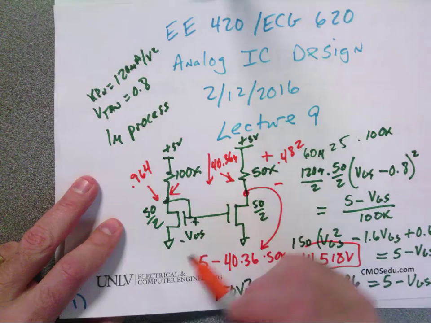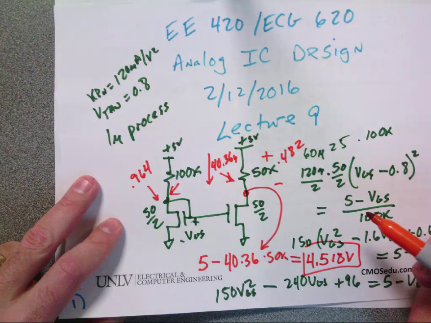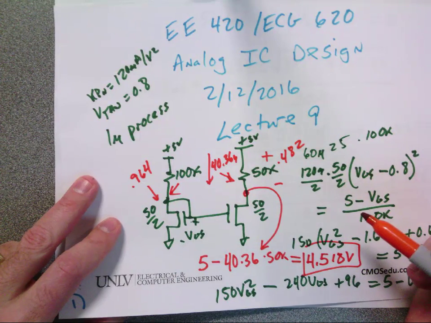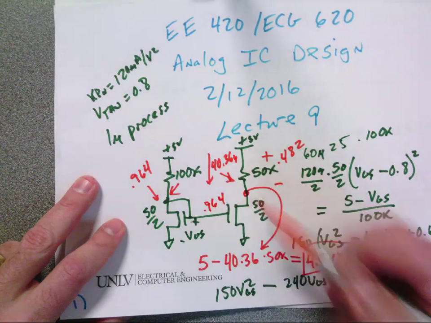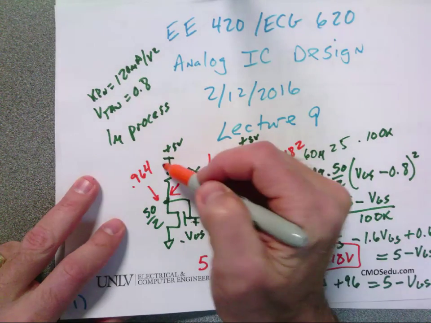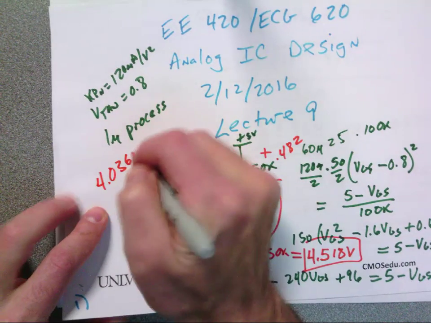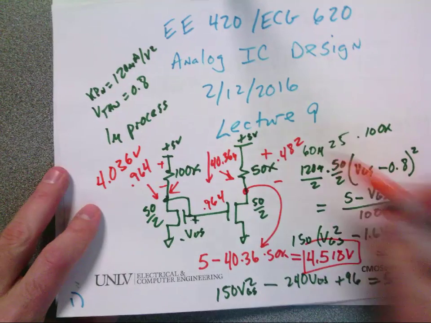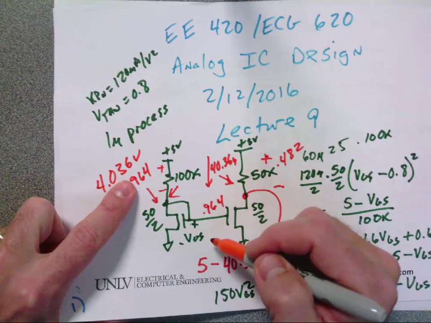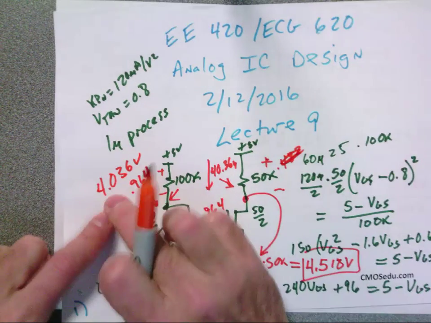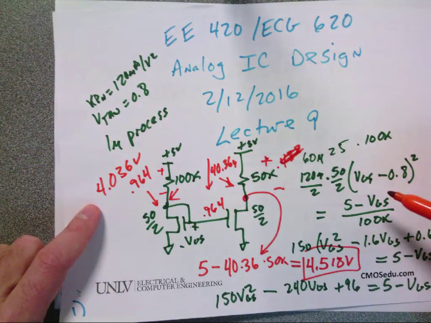Did I do that right? No, I made a mistake somewhere. What did I do wrong? I said, oh, this voltage is 0.964. The voltage drop across here is 4.036 volts. What I did was wrong. I said, oh, the voltage drop from here to here is half of 0.964. That's wrong. It's half of 2.036. So the voltage drop, did everybody see the mistake I made?